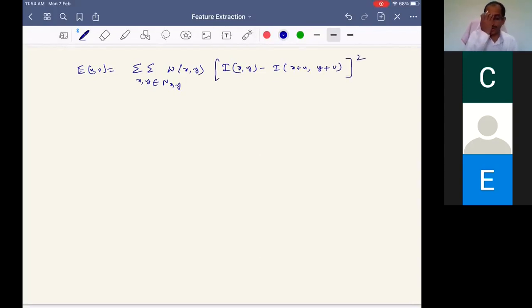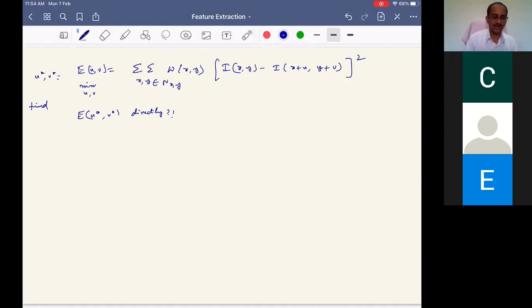Now the question is, how do I minimize? So my optimization function is to minimize it for all u comma v. Minimize for all u comma v, and find out first u star comma v star. Or directly you can find out the minimum, E of u star comma v star, like this. That is what the optimization is.